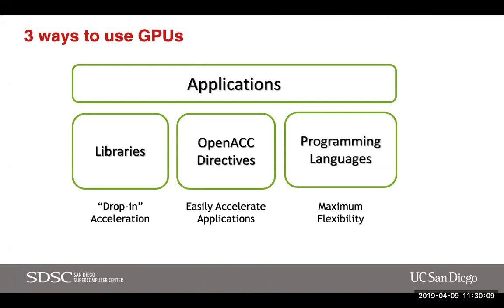Then the next intermediate, say, difficult part is, if you have part of your code that's compute intensive and you want to accelerate or run on a GPU, and it's not just a library function call, you can use directives and add those to your code. We will look at that at the end of this webinar. And then there are programming languages that give you, of course, the maximum flexibility to explicitly program using GPUs.